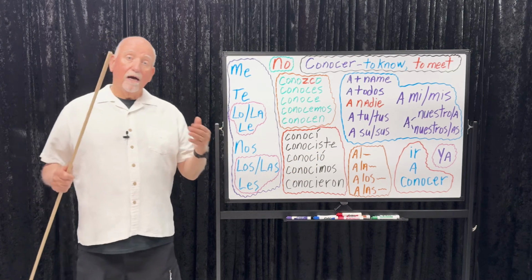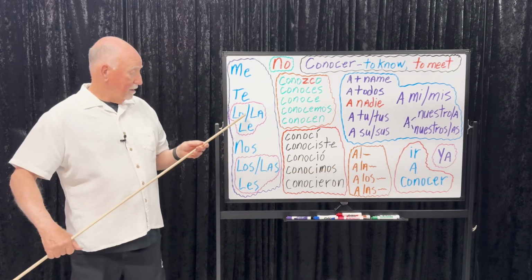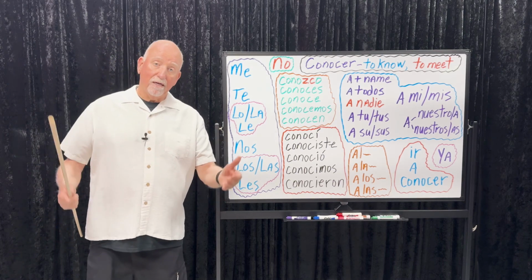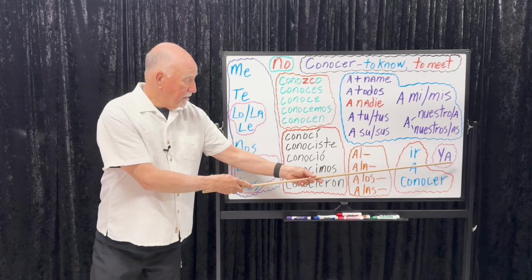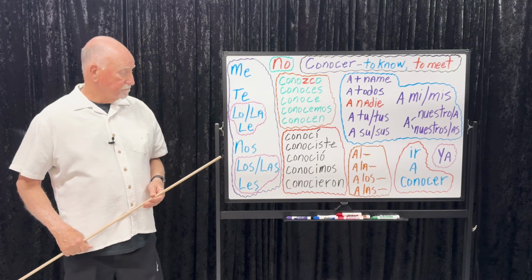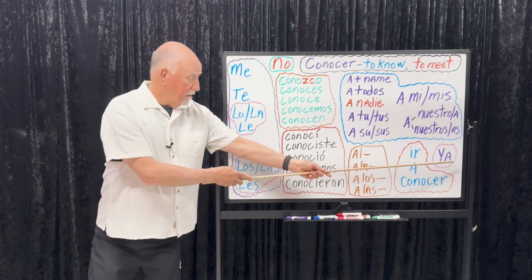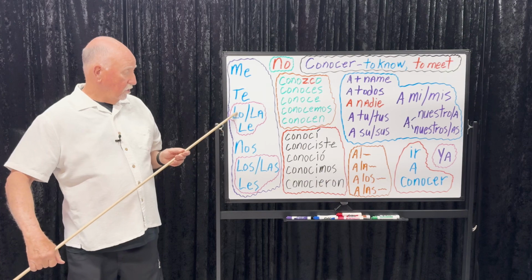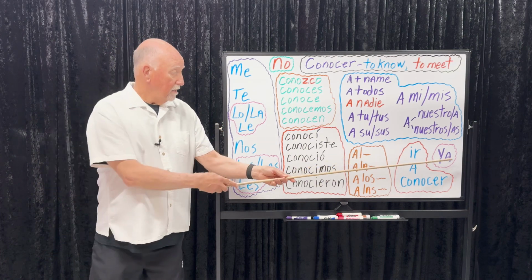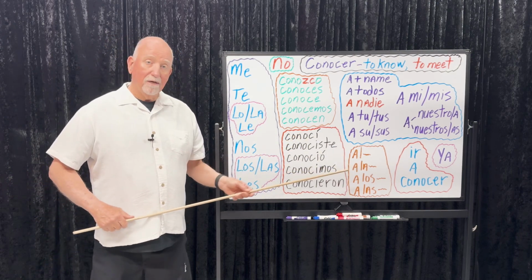How about I already met her? Ya la conocí. They already met us. Ya nos conocieron. I already met the teacher. Ya lo conocí al maestro, or ya la conocí a la maestra.